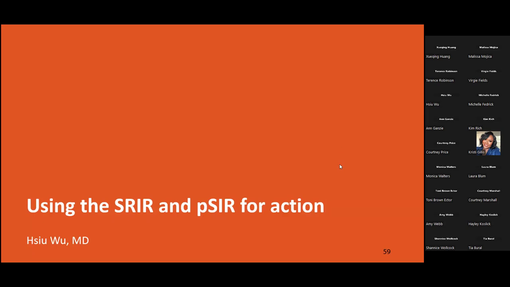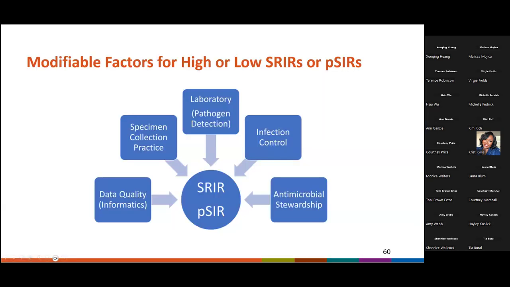Yep, sure. So I'll go over how we can use SIR and pSIR for action. Next slide. So first of all, we need to understand what the possible explanations are for high or low SIR or pSIR. Besides inherent patient risks for infections, we can think of several factors that are actionable for hospitals. So these factors are first, data quality, then specimen collection practice, lab methods, infection control, and antimicrobial stewardship. Next, I will go over each one of these factors.